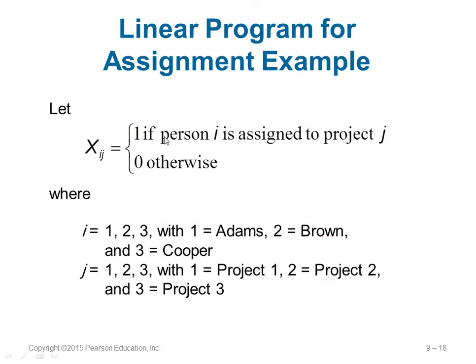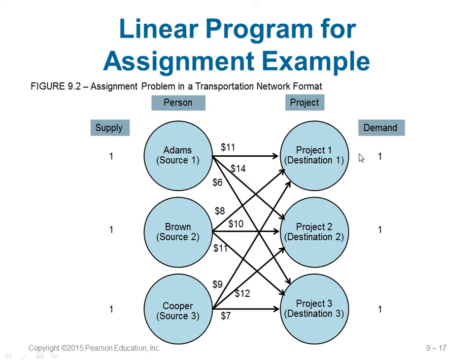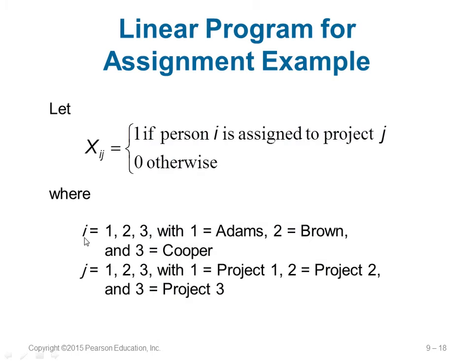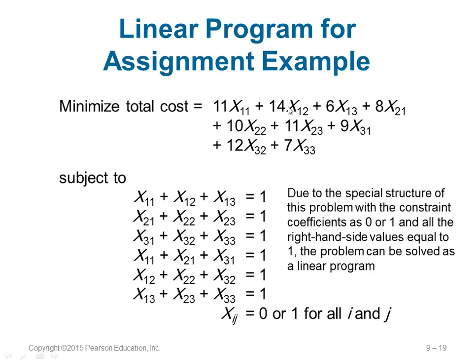So how to represent it? Xij, where i is the person and j is the project. Xij is 1 if person i is assigned to project j, and 0 if not assigned. If person 1 is not assigned to project 1, then x11 will be 0. If assigned, it will be 1. Here i and j are 1, 2, 3 for the persons, and 1, 2, 3 for the projects. So how to calculate and minimize the cost? For person 1 to do job 1 costs $11. So 11 into x11 plus 14 into x12, and so on for each one of them. Sum them up. You need to minimize this total cost.